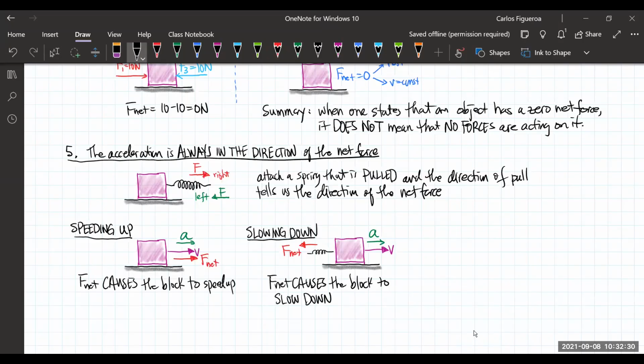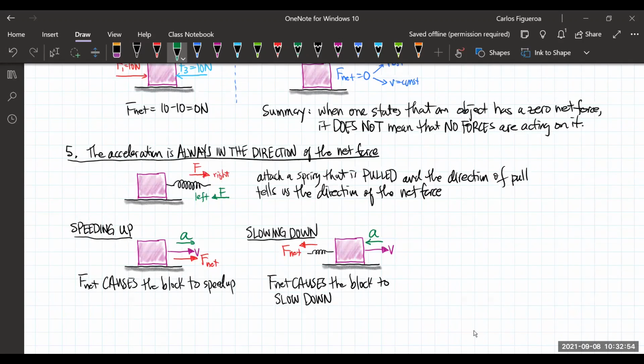And look at the direction of the, oh, look at that acceleration. Man, I should be docked and pay for that. That was wrong. Sorry about that. Look at the direction of the net force. Look at the direction of the acceleration. The acceleration is always in the direction of the net force.